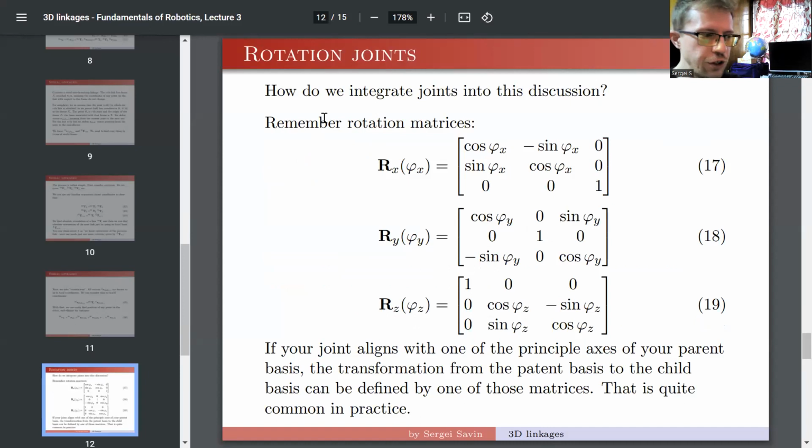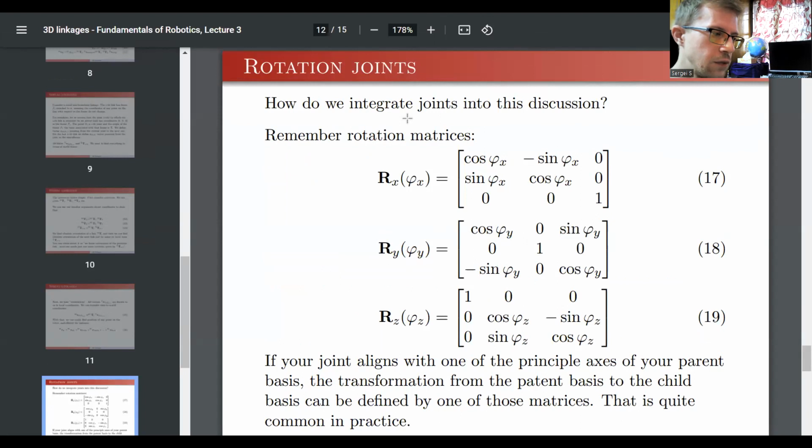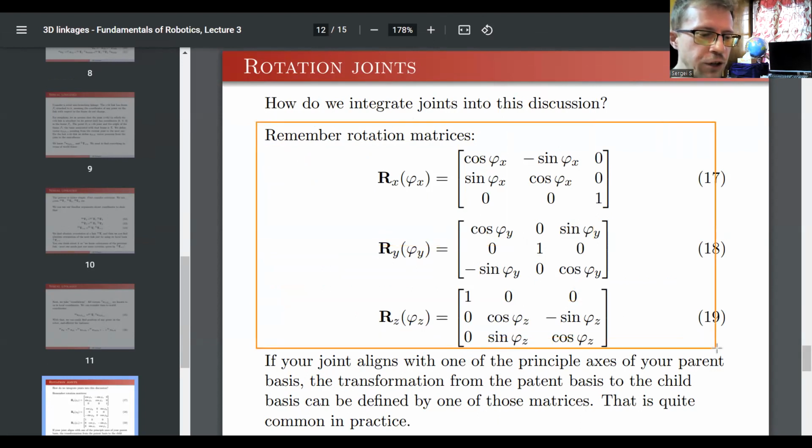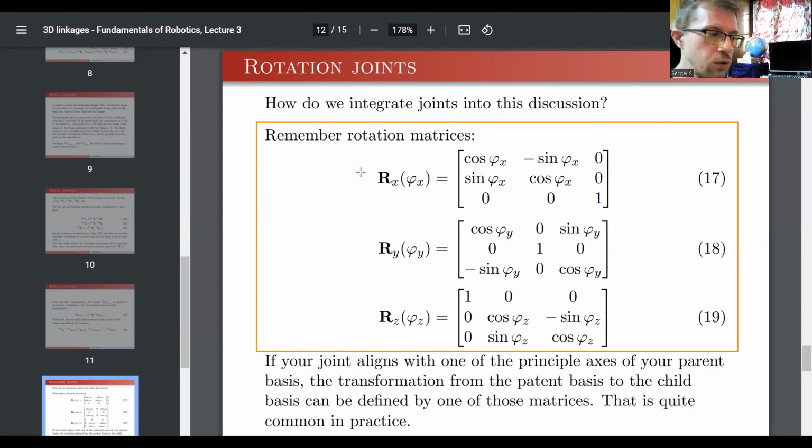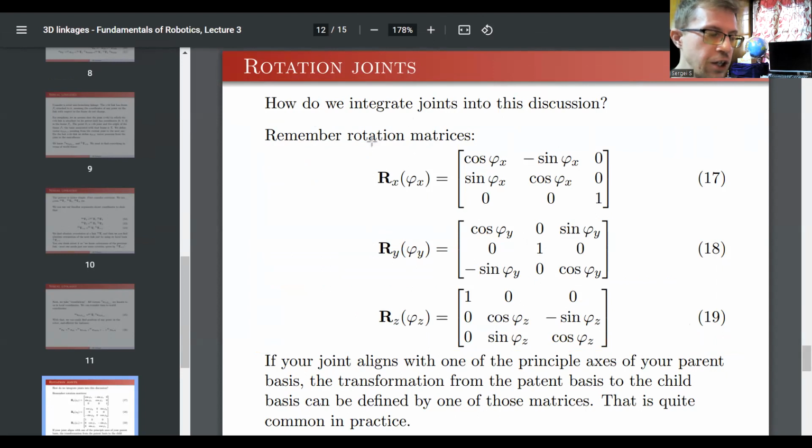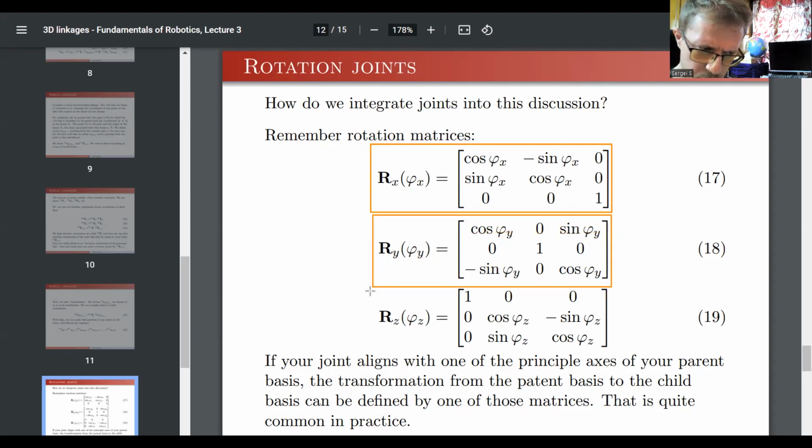One question that you should probably ask is what to do with joints. So far we discussed frame transformations, not joints. Before we go to joints, let me remind you what rotation matrices are. A rotation matrix is just a matrix that performs rotation around an axis. This, for example, is around the x-axis by angle phi x. This is around the y-axis by angle phi y. This one is around the z-axis by angle phi z.